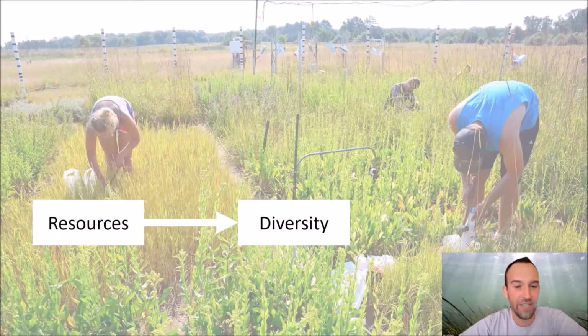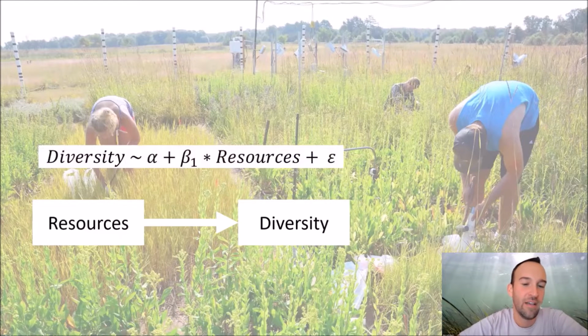From a statistical vantage point, it can be quite easy to investigate this relationship, particularly if you're working in a controlled experimental system like you see in the background. You might be compelled to fit a simple regression like the one that you see here, where you're attempting to predict the variation in diversity as a consequence of the variation in whatever resources you're looking at.